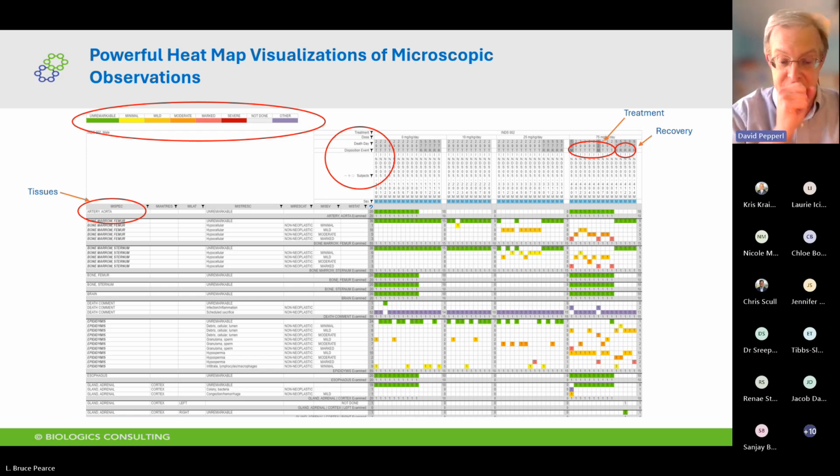Lastly, by comparing the main study and recovery groups, you can also quickly see that there was recovery of these findings in the bone marrow, whereas for the epididymis, recovery was not readily apparent. Next slide.